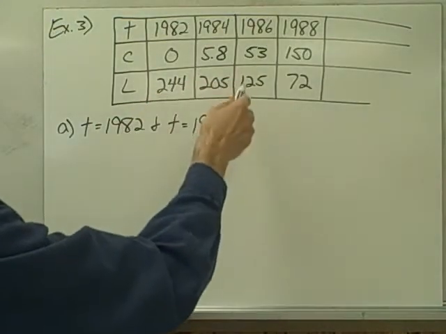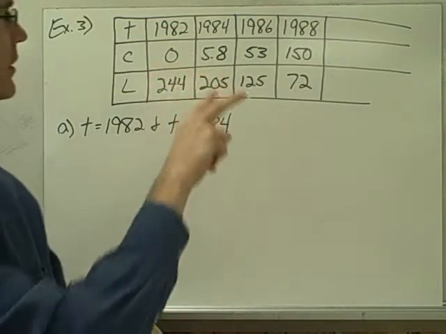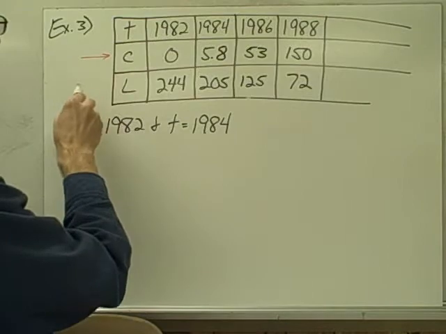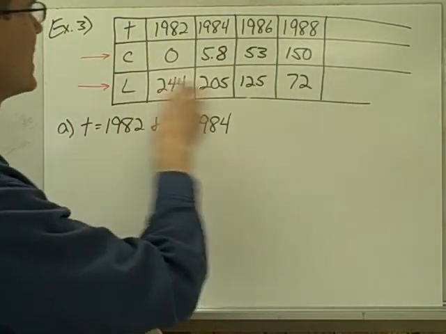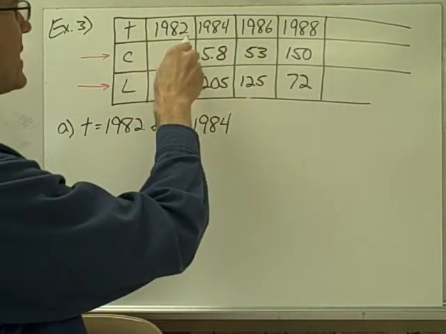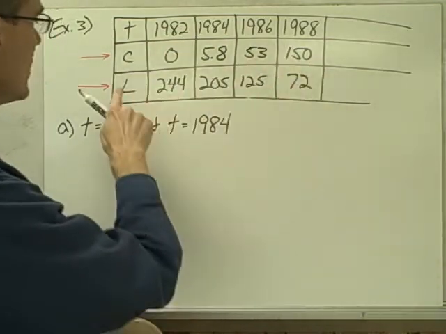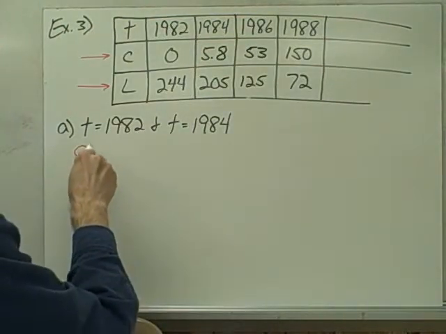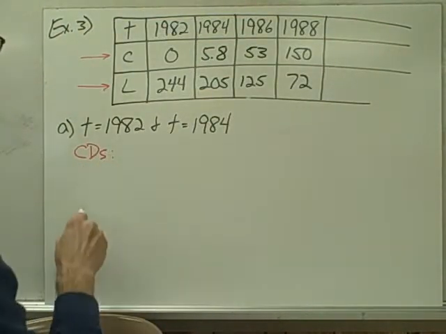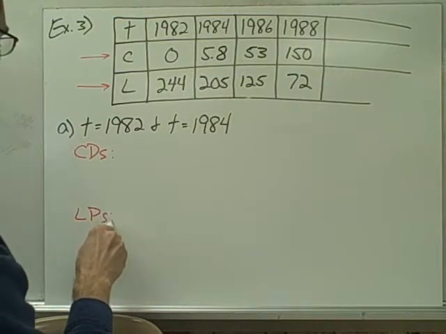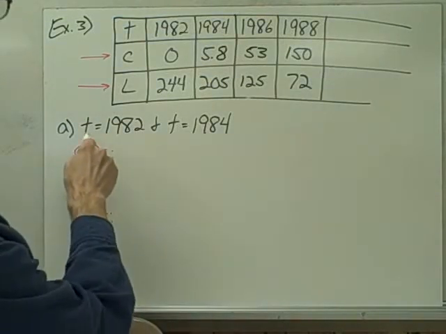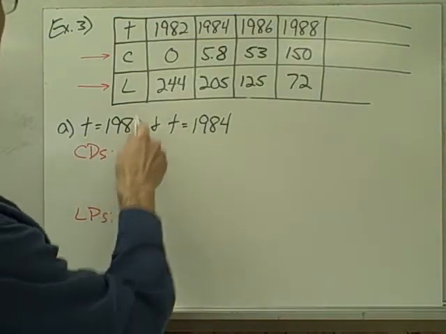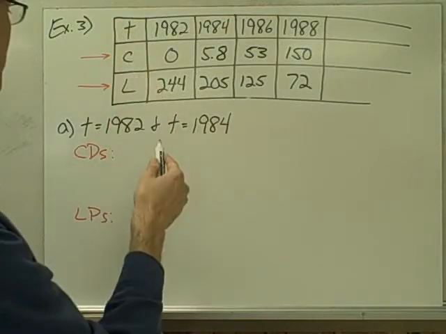So I can see from my table here, and this, by the way, is called a combined table. I can see that I've got essentially two different sets of data in a single table. For 1982, I've got CD sales in this row here, and I've got LP sales in this row here. So I'm going to calculate 2 different rates of change, one for CDs and one for LPs. So for the CDs from 1982 to 1984, I would like to calculate delta C over delta T.